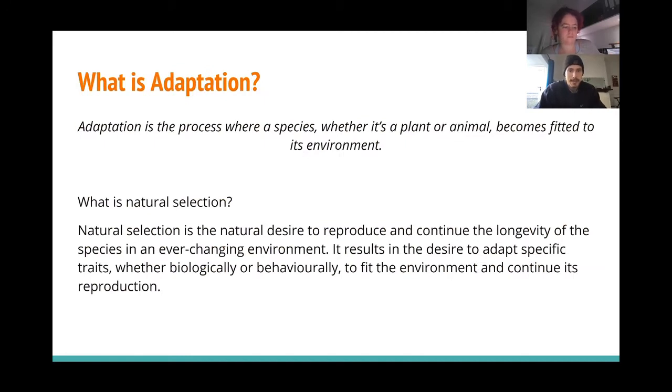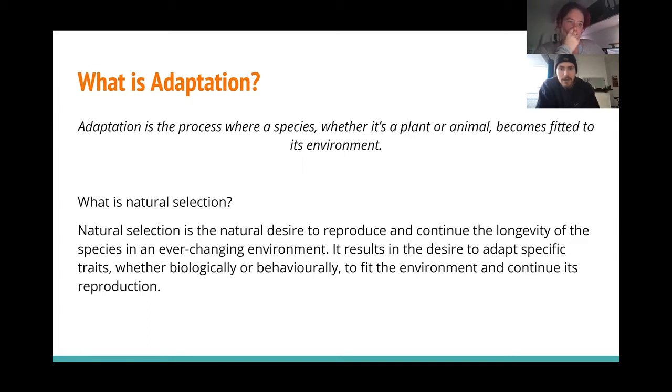So what is adaptation? The scientific concept that we are exploring is adaptation, with the focus being on the pigface plant. According to John Gittelman, adaptation is the biological process where a species becomes fitted to its environment. But what is natural selection? And that's something that we would also have to discover.